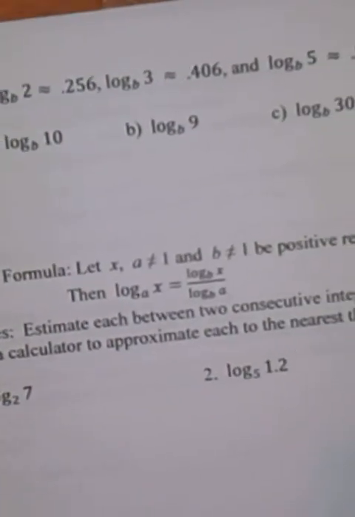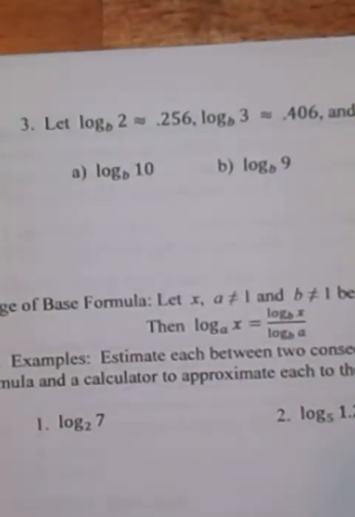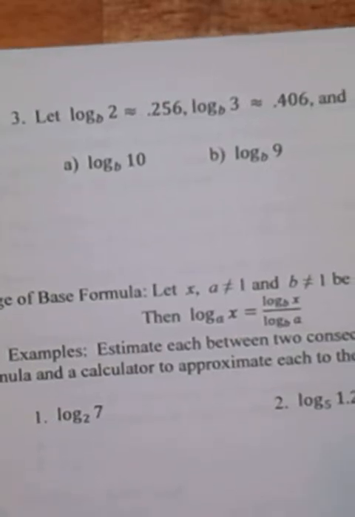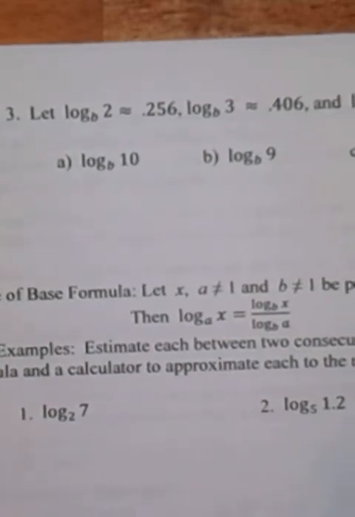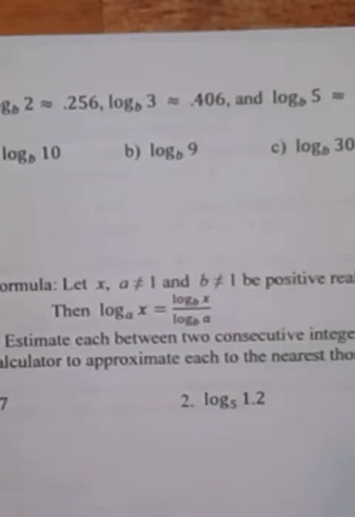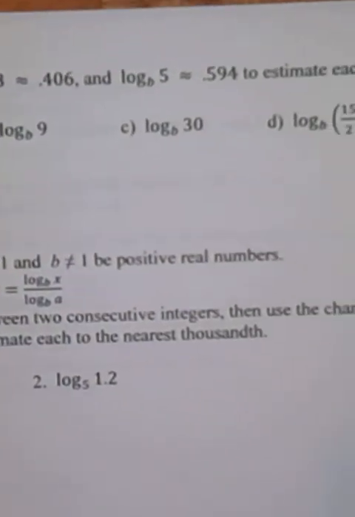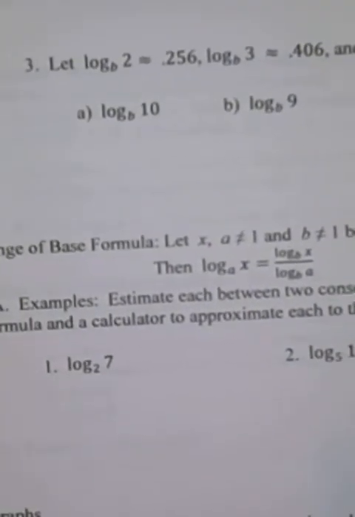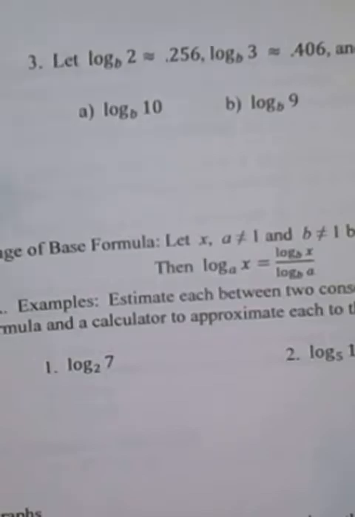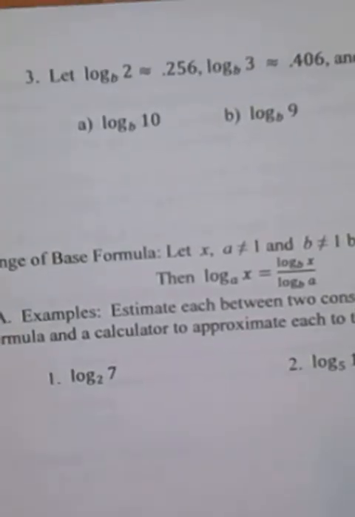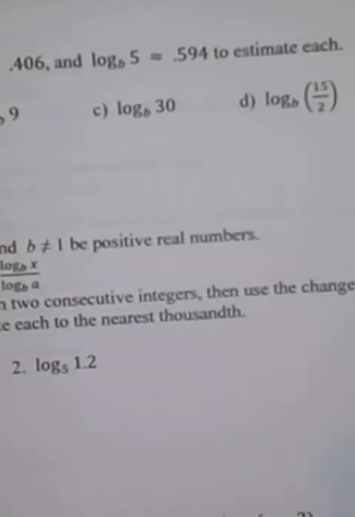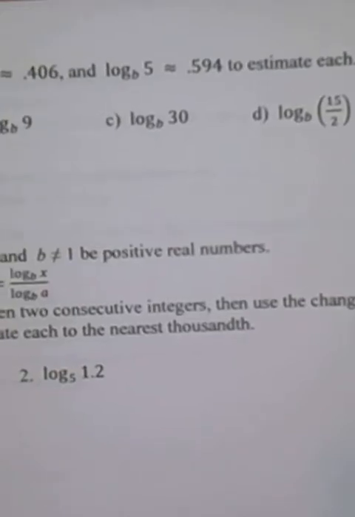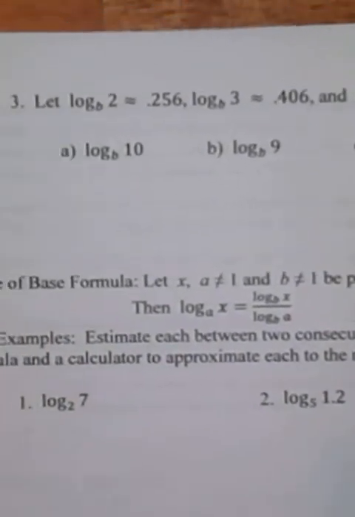All right, and number 3, the example says log base b of 2 is approximately 0.256. Log base b of 3 is approximately 0.406, and log base b of 5 is approximately 0.594. And we're going to use those to estimate letter A, log base b of 10, and letter B, log base b of 9. And C and D, I will leave to you. C is log base b of 30, and D is log base b of 15 over 2.